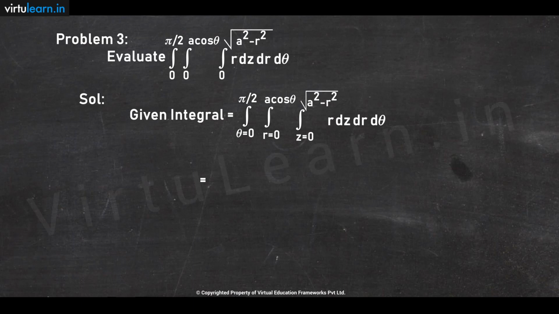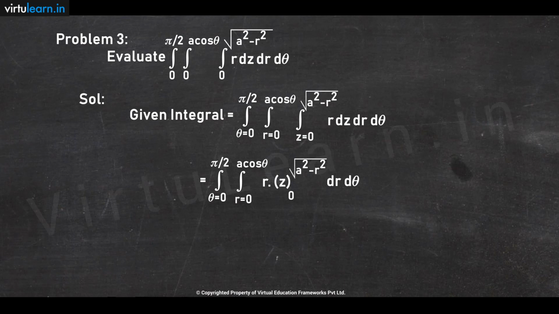Now we can integrate. We have to integrate with respect to z. Integral dz is z, so that the integral becomes integral theta is equal to 0 to pi by 2, integral r is equal to 0 to a cos theta, r into z to be evaluated at 0 and root of a square minus r square, dr d theta. Substituting the limit, we get integral theta is equal to 0 to pi by 2, integral r is equal to 0 to a cos theta, r into root of a square minus r square dr d theta.